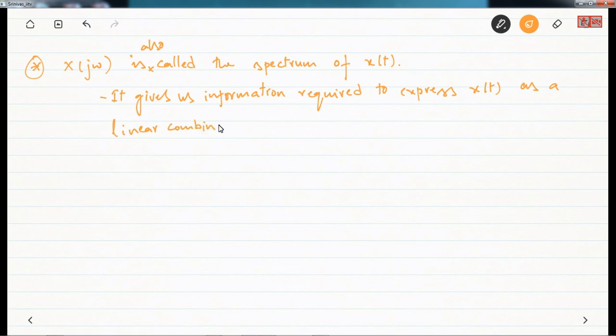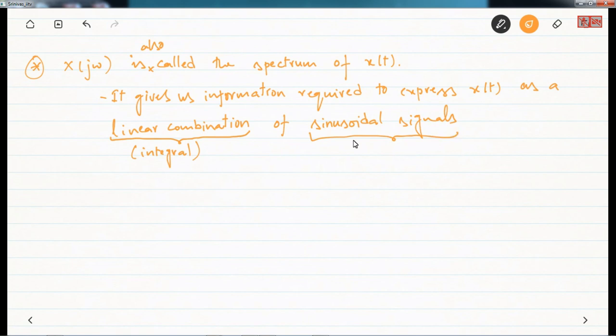as a linear combination. See, here the linear combination should be taken as an integral. So linear combination is not strictly in the form of summation, but it's in the form of integral. As a linear combination of sinusoidal signals. Why do I call them sinusoidal signals? We used only complex exponentials, right?